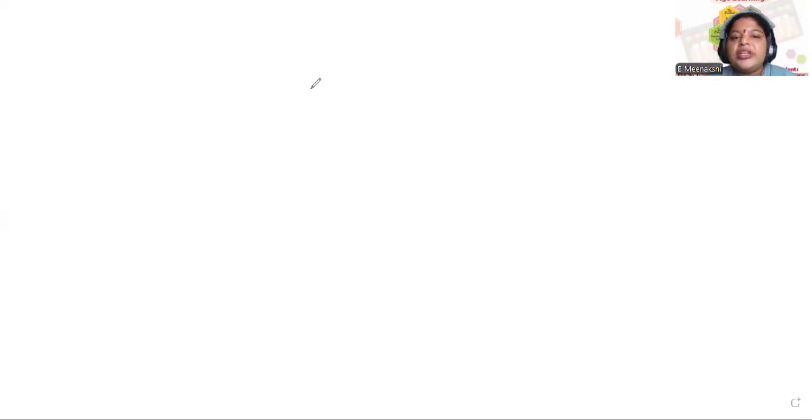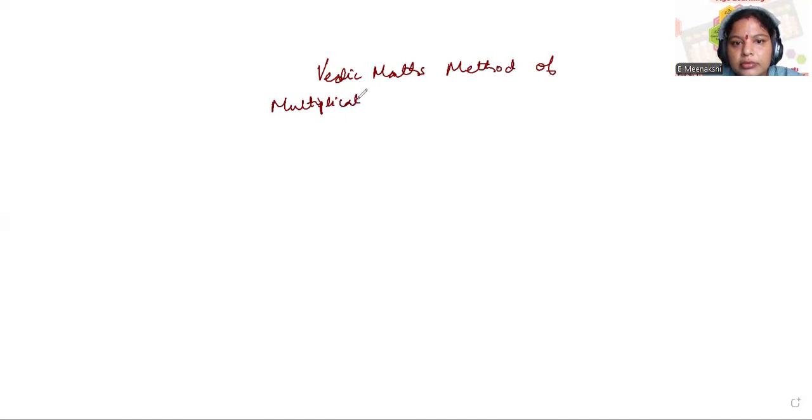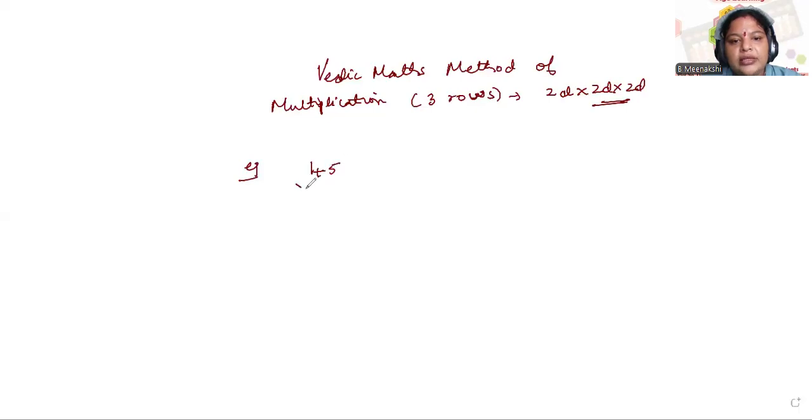Hello to all. Today we are going to see the Vedic Maths method of multiplication for three rows, for a two digit by two digit by two digit. So let us see an example: 45 into 63 into 24.